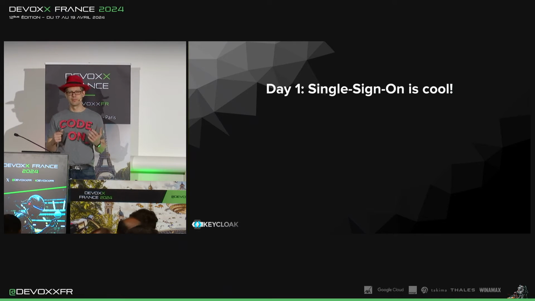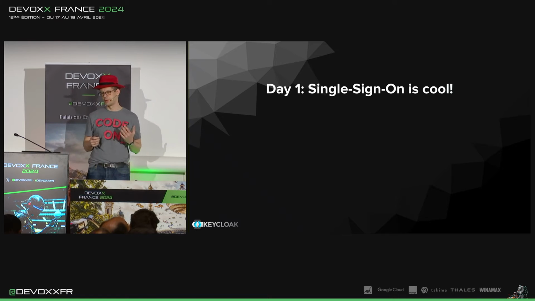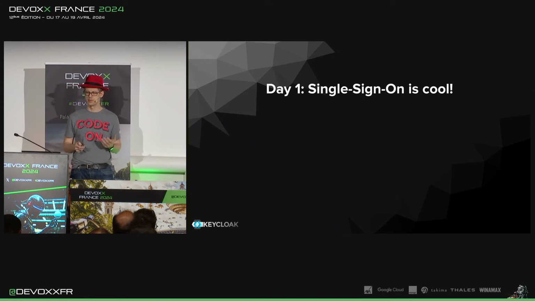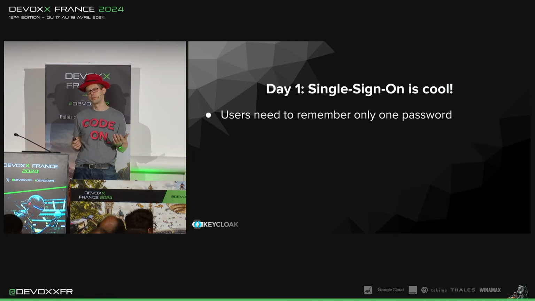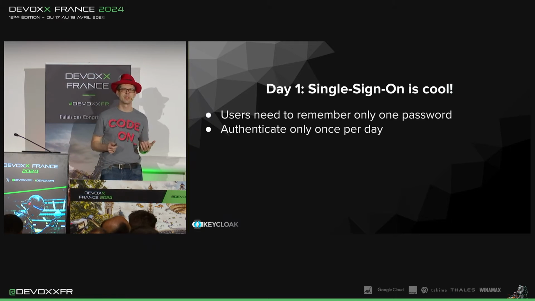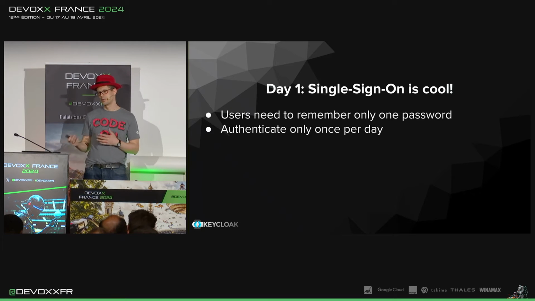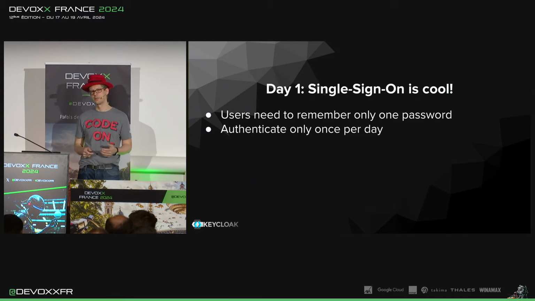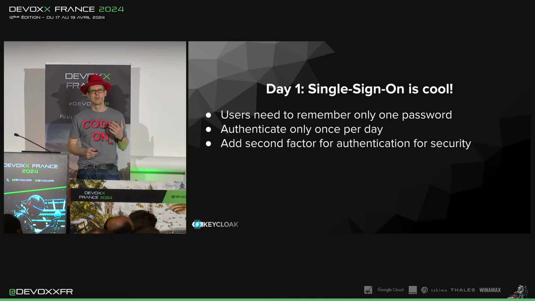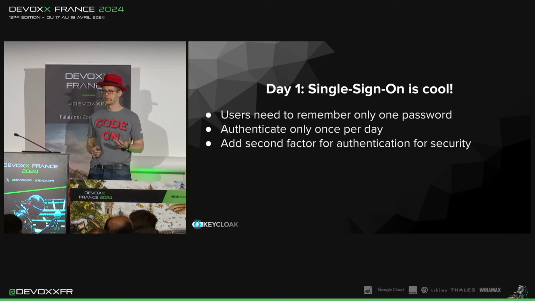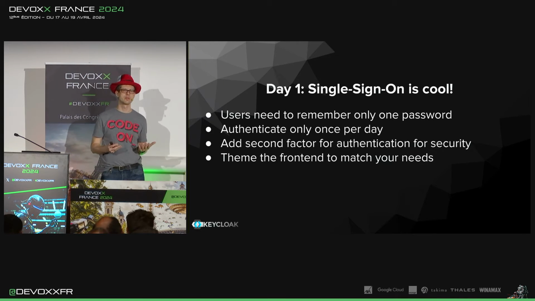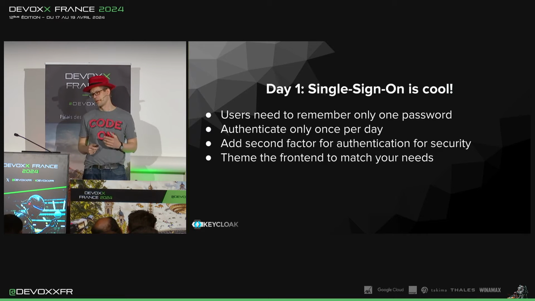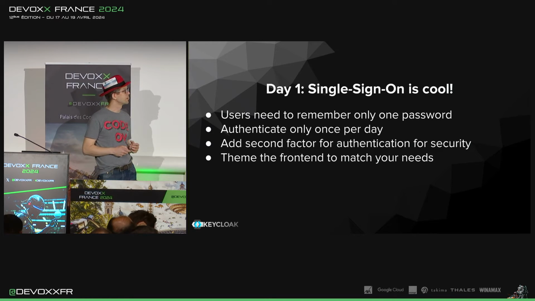So when you start with Keycloak on day one, it's just single sign-on. It's cool, and users need to remember only a single password, right? To log into all their applications. They authenticate once a day during the morning, and then the rest of the day they use many applications. They switch between applications, but they don't need to log in again. You then want to make things more secure. You add a second factor. And then, you're even better than before. And to make your users feel at home, you add your company logo to the login screen. So you theme it, and then, it really matches your company, and it's great.